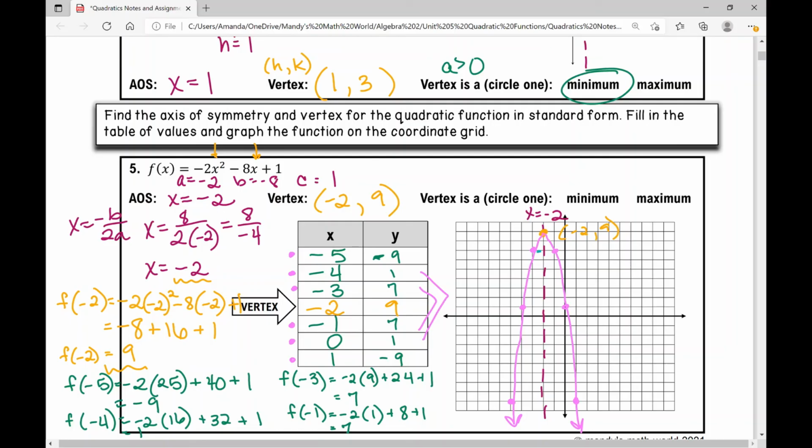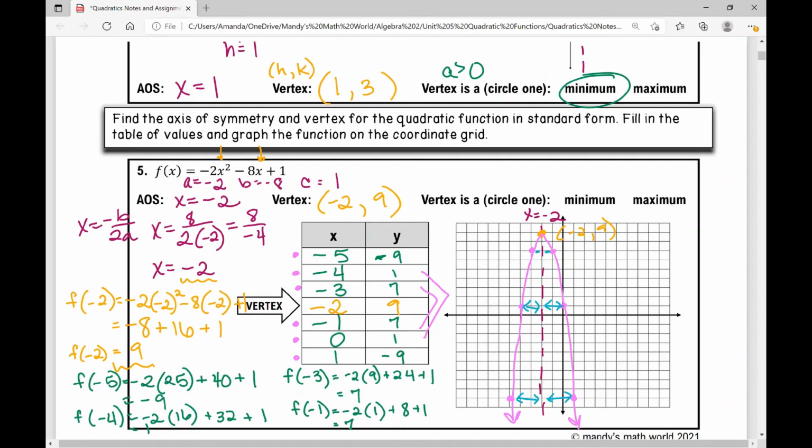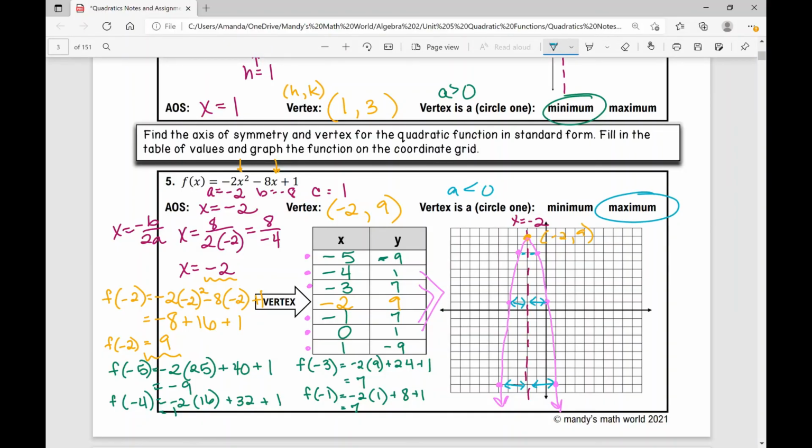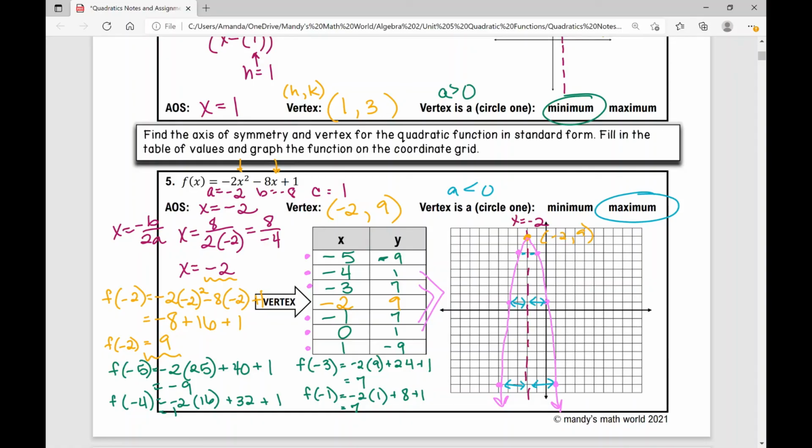Notice right here, that's 1 unit away from your axis of symmetry, and that's 1 unit away. This is 2 units away, this is 2 units away. This is 3 units away, this one is a mirror image, and that's 3 units away. Your vertex, because your A value is negative, is a minimum or a maximum? It's a maximum value. Whew, this was a long set of notes, but I hope it was helpful. I hope it served as a really great review for your properties of quadratic functions.